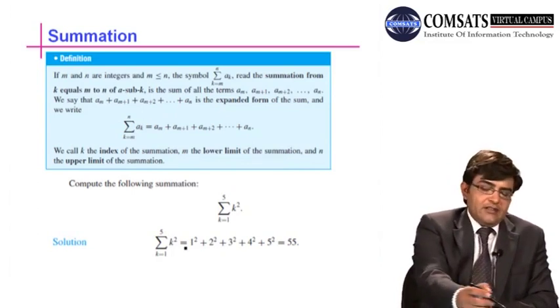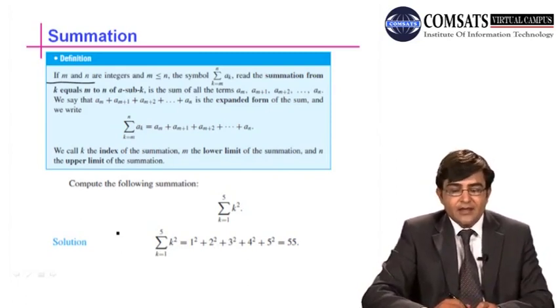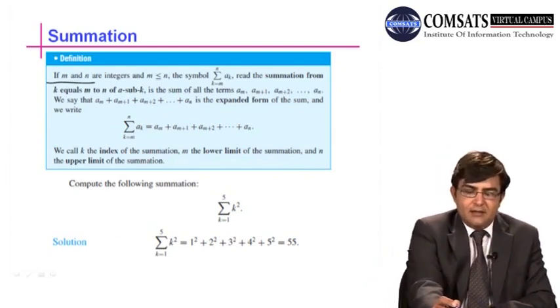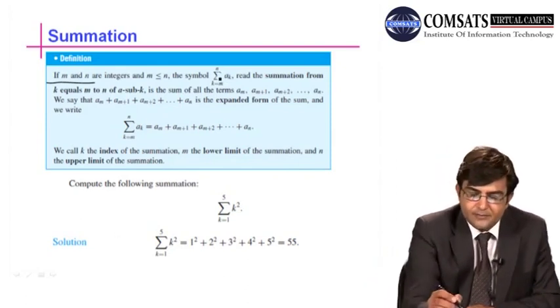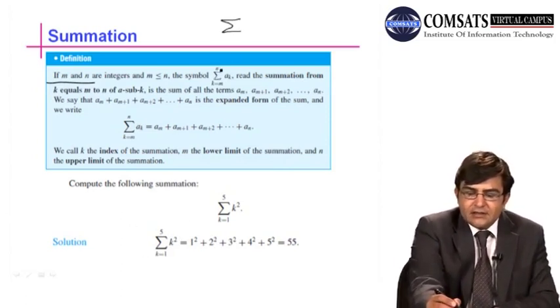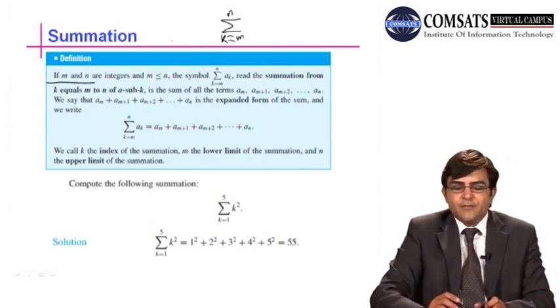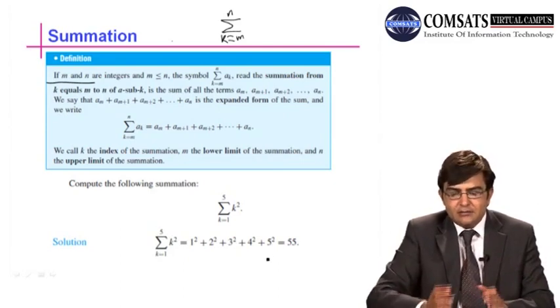Now what is the definition of the summation or series? If m and n are integers and m is less than or equal to n, the symbol summation, this symbol basically represents the sum. It is called sigma, and we write the variation of the index starting from below, k from m to n. It means that the terms of the sequence from m to n are added up.